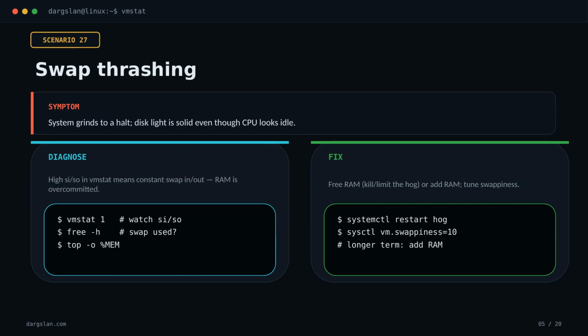Now, when RAM is truly overcommitted, you hit the classic swap thrashing pattern. The box feels frozen, CPU sits idle, but the disk light is pinned solid. Run vmstat 1 and watch the si and so columns. If they're constantly non-zero, the kernel is shuffling pages between RAM and disk just to keep going. The fix is the same shape as before. Free memory by killing or restarting the hog. Drop vm.swappiness so the kernel is less eager to page out, and longer term, just add more RAM.